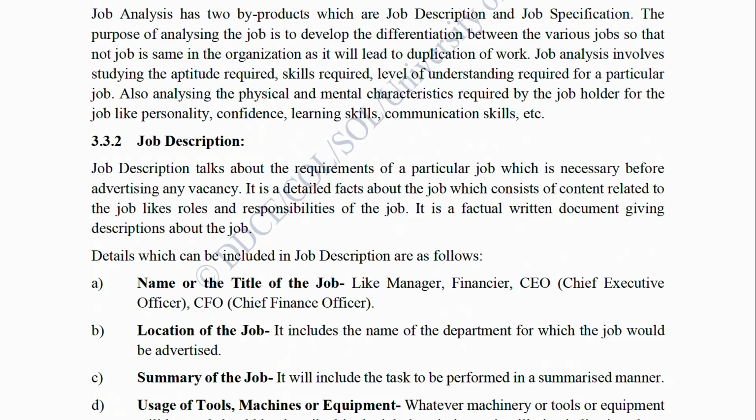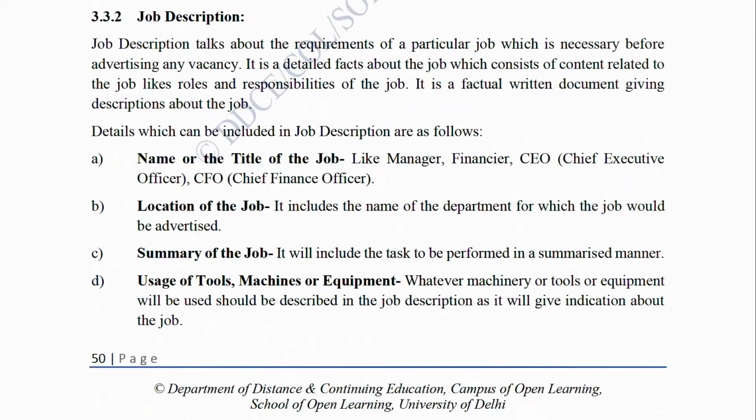Job analysis involves studying the aptitude required, skill required, level of understanding required for a particular job. Also, analyzing the physical and mental characteristics required by the job holder, like personality, confidence, learning skills, communication skills, etc.